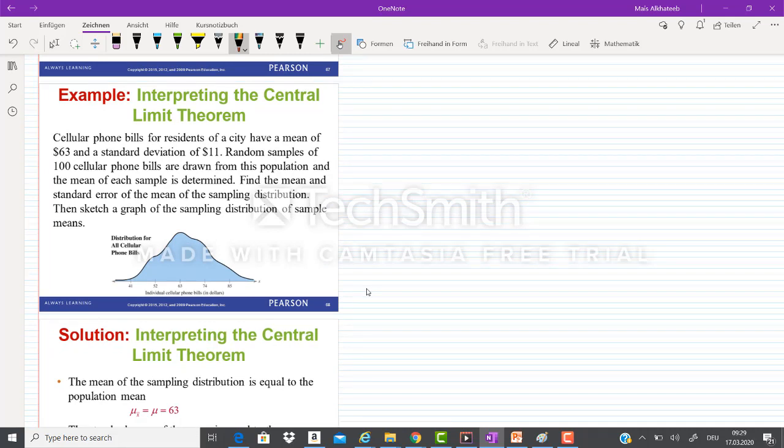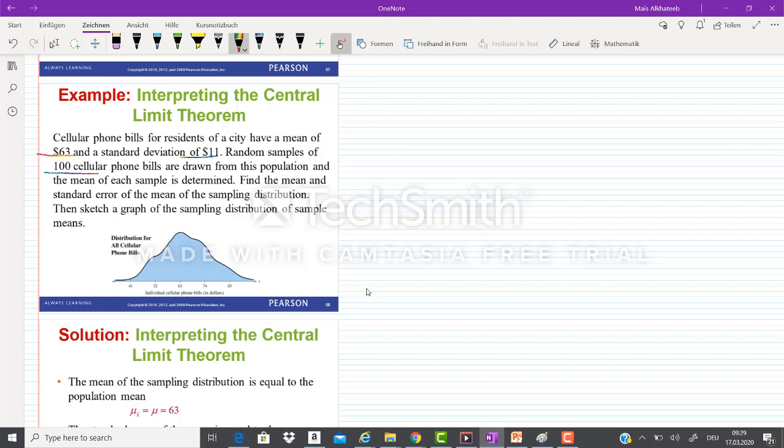Now we move to interpreting the central limit theorem. We take this example: phone bills for residents of the city have a mean of 63 and a standard deviation of 11. A random sample of 100 cellular phone bills is drawn from this population, and the mean of each sample is determined.